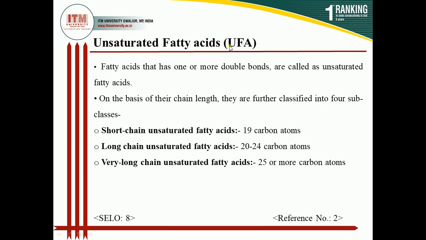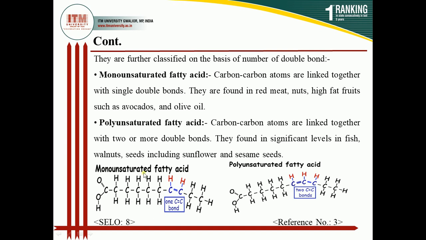In the unsaturated fatty acids, the fatty acids have one or more double bonds, and they are also characterized on the basis of chain length. Like the short chain unsaturated fatty acids, they contain around 19 carbon atoms. Long chain unsaturated fatty acids contain 20 to 24 carbon atoms, and a very long chain unsaturated fatty acid contains 25 or more carbon atoms. These are the structures of unsaturated fatty acids.